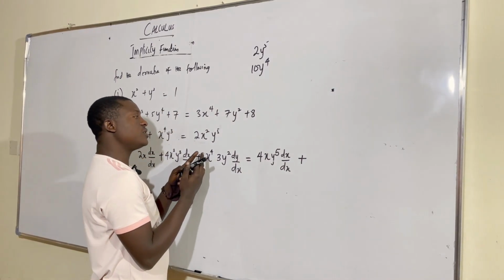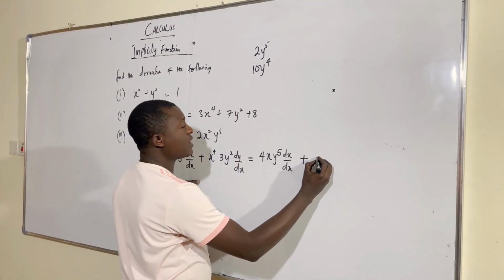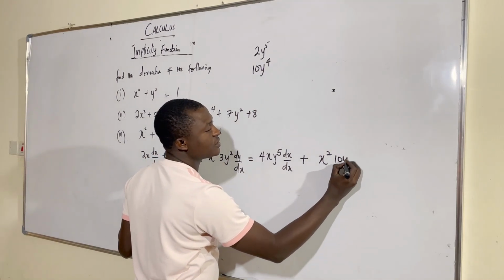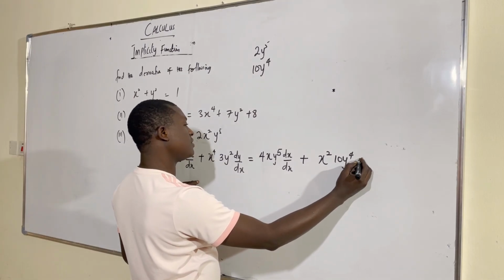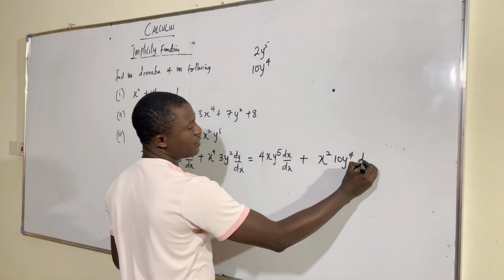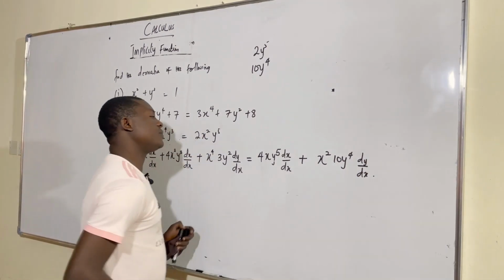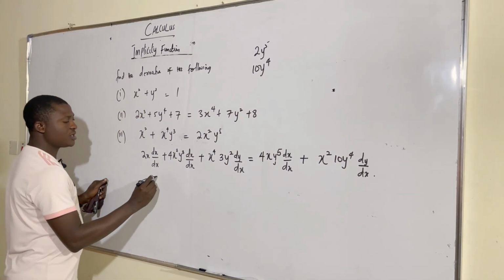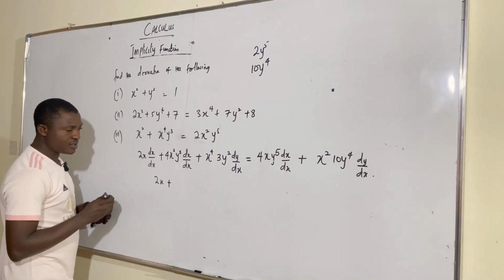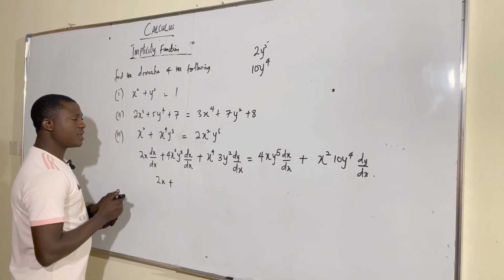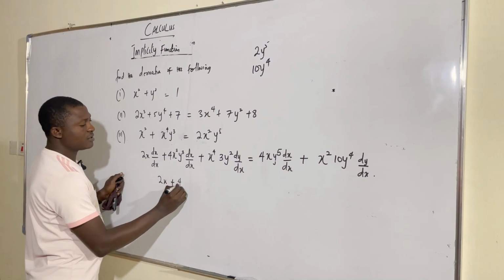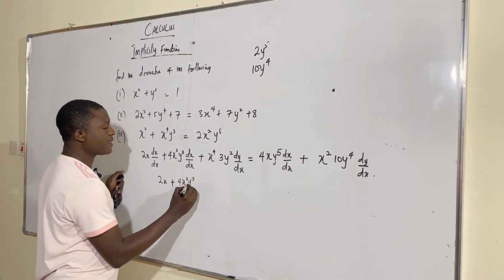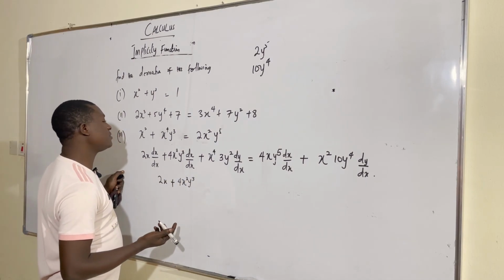So here, I did not touch y. So what I have for, I have x rather, I have x squared. So I have 10y raised to the power of 4, then we have dy/dx. So now, let's arrange. When we have dx/dx, it is nothing but 1. So here I have 2x plus, and here what we have is 4x cubed y cubed. dx/dx is nothing but 1.